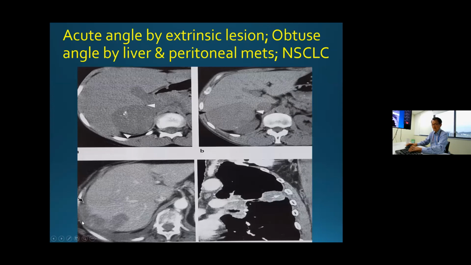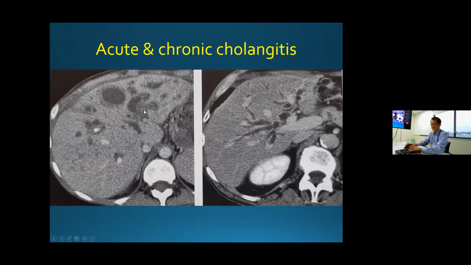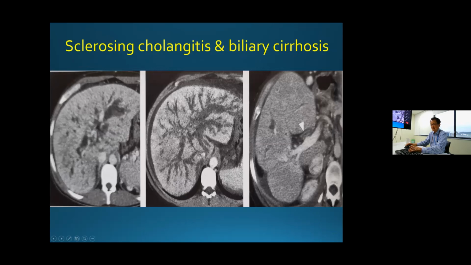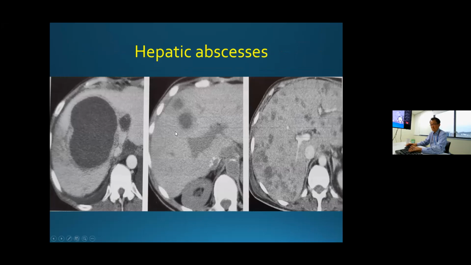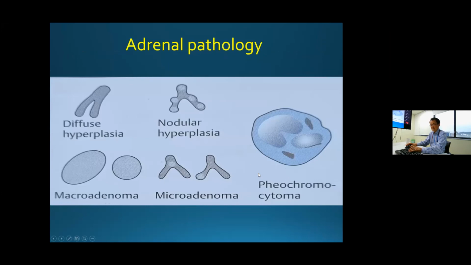Cholangitis shows dilatation of the biliary tree, but it could be just obstruction by inflammation or a tumor. You cannot separate them. Cholangitis can do the same thing, like sclerosing cholangitis or just dilatation. An abscess looks like a big cystic tumor. Adrenal lesions are small and incidental.